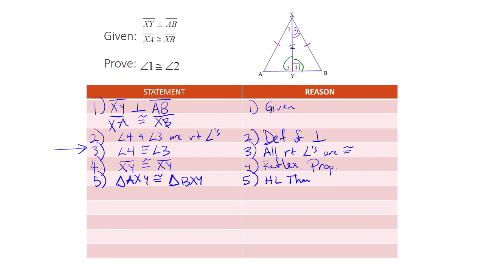So now we can say, hey, angle 1 and angle 2 must be congruent because of CPCTC. So angle 1 is congruent to angle 2 because corresponding parts of congruent triangles are congruent. And there it is.